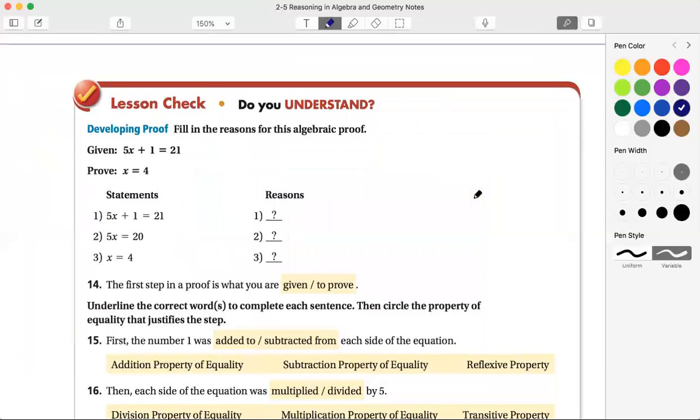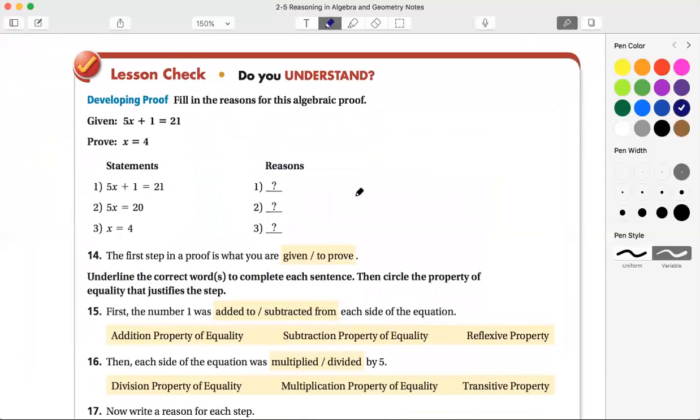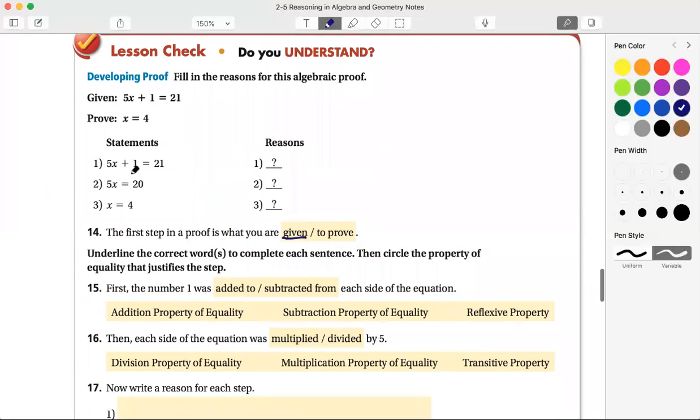Okay, so let's see if we understood what we're talking about. So fill in the reasons for this algebraic proof. So the very first step to the proof is what we're given. Okay, so the first thing I wanted to do here in this statement is to subtract 1 from both sides. So the number 1 was subtracted from each side of this equation. The reason I can do that is the subtraction property of equality. Next, I wanted to divide both sides by 5, and that is the division property of equality.